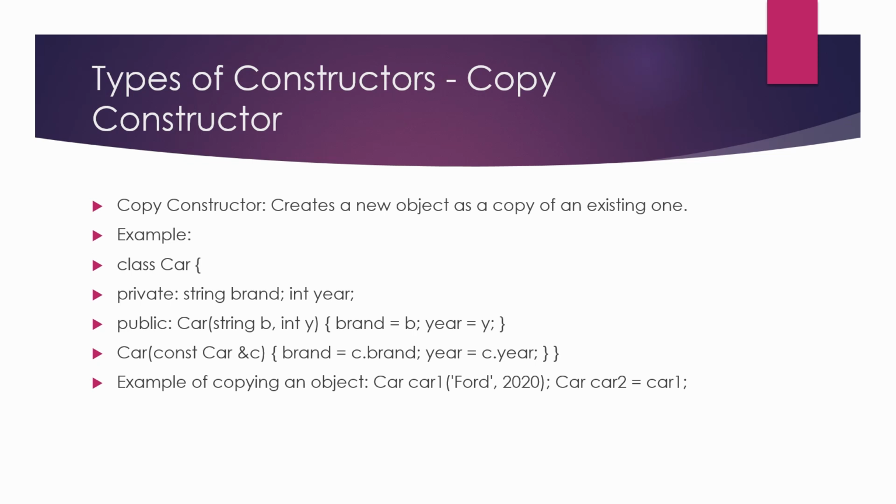Now let's talk about the copy constructor. This constructor is used to create a new object as a copy of an existing one. It's particularly useful when you need to pass or return objects by value, ensuring that the new object is a duplicate of the original one without just copying the pointer to the original one.